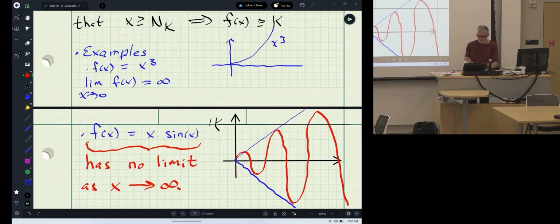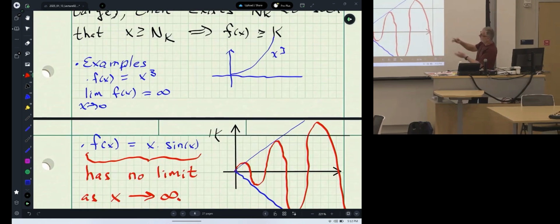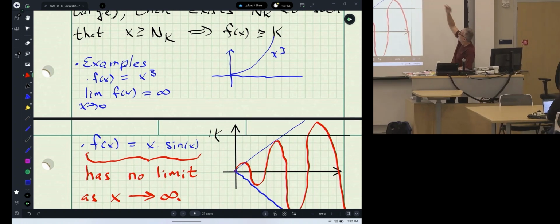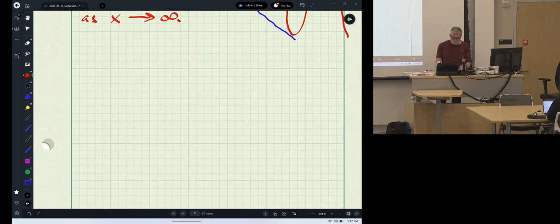Okay, so just because the function's values get big, that doesn't imply that the limit is infinity. It has to get large and stay large, whereas this gets large, then it gets small, and then it gets negative, and it gets large again, etc. Okay, so it has no limit.